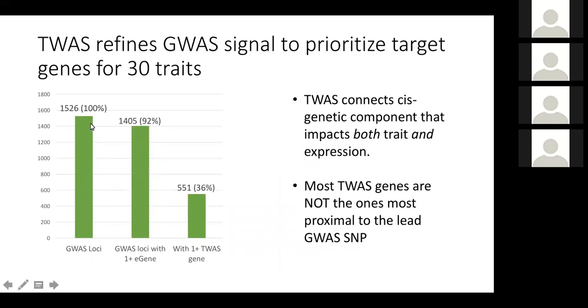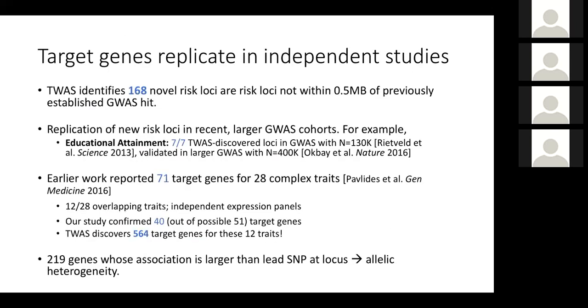So here, for all the 30 traits, we have the number of identified GWAS loci. This indicates how many of those loci had at least one eGene, so just a gene with heritable expression levels. And of these risk loci, approximately 550 had at least one TWAS gene. But in addition, overall, we identified approximately 1,200 risk loci, of which 168 were novel. So I think that our approach is sufficiently powered.